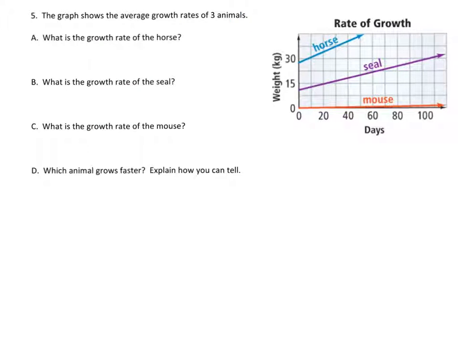Okay, so this last one, there's actually a quiz question like this. A couple of things. We're going to determine the growth rate of the horse here in just a second, growth rate of the seal, growth rate of the mouse, and then which one grows the fastest. You can actually answer that one right away. Growing the fastest means they have the steepest slope. So the horse, steepest slope. Notice the mouse is almost flat. Seal's kind of in the middle slope, and the horse is definitely the steepest slope. It doesn't matter where I draw them on here, but the horse is definitely the steepest slope. So that's how you know the horse grows faster.